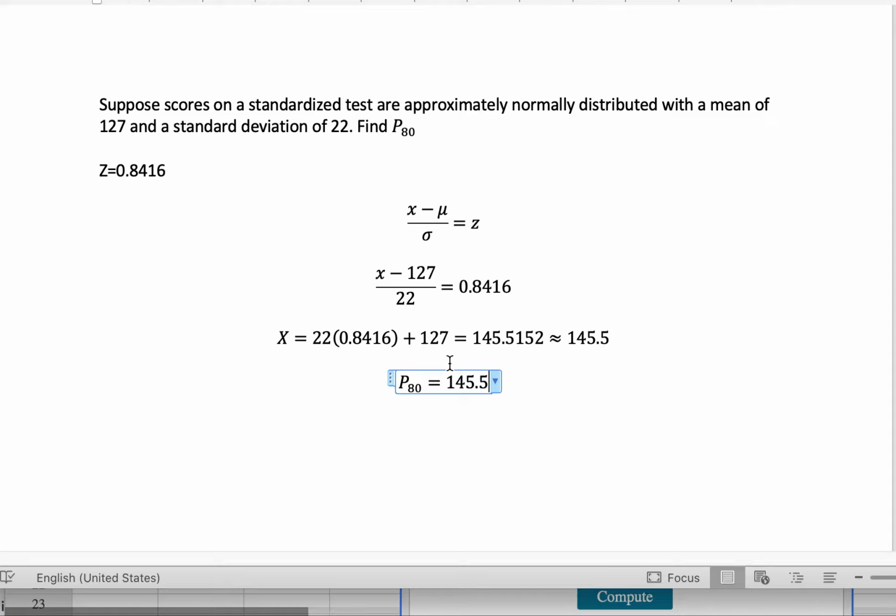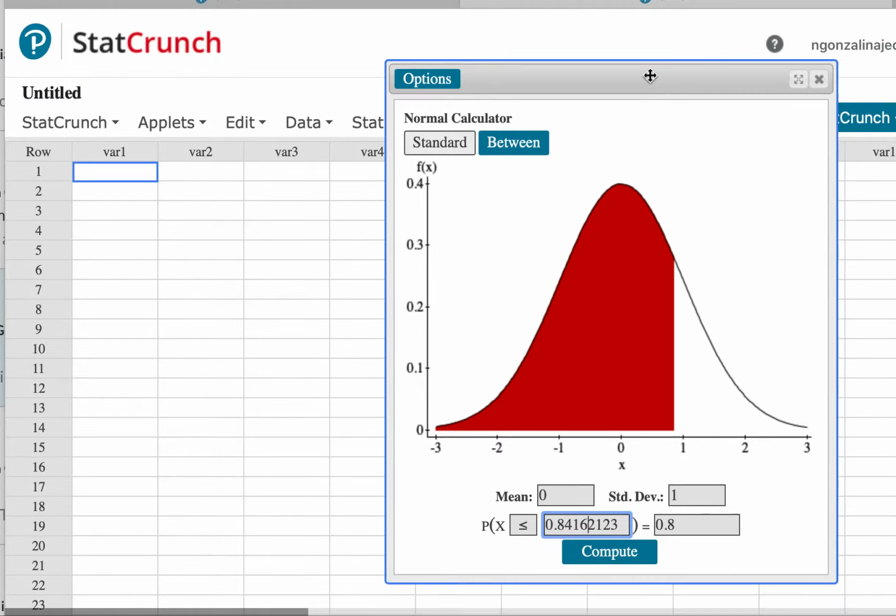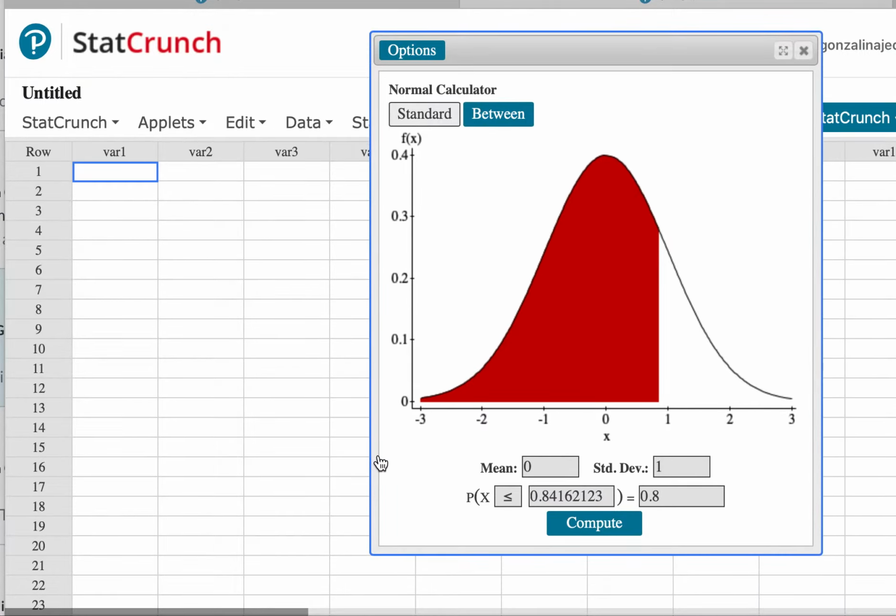So let's go back to StatCrunch and look at the normal distribution so we can see this visually. That means if you're scoring that score, you are scoring better than 80% of other test takers, but you're scoring worse than 20% of other test takers, because this is a measure of relative standing. So this tells you where a score of 145.5 stands amongst all the test takers.